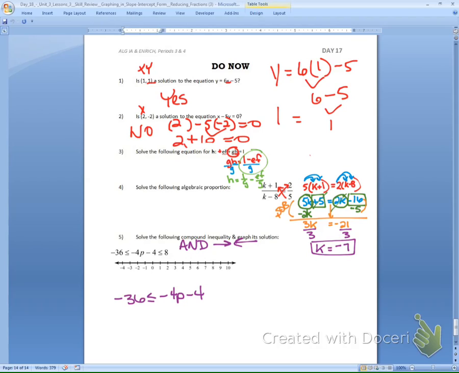Don't forget that minus 4 on the first one. It's that whole side and this side of the first one. And then your second inequality is that whole middle and this side here. So negative 4p minus 4 less than or equal to 8. Alright, solve each inequality separately.